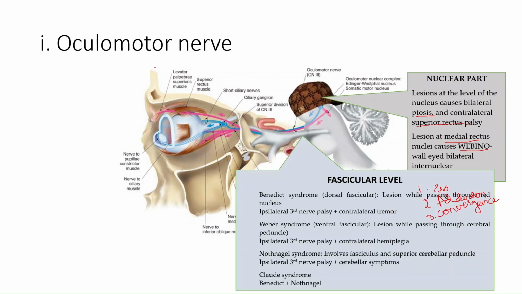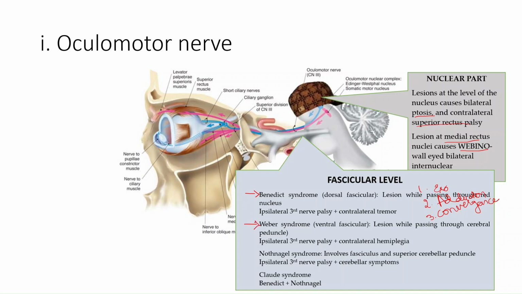Next, the next part of the third nerve is the fascicle. The fascicle is very closely related to the cerebral peduncle and the red nucleus. We know that if there is a lesion at the red nucleus, you get contralateral tremors. This is known as Benedict syndrome. It is characterized by ipsilateral third nerve palsy associated with contralateral tremor.